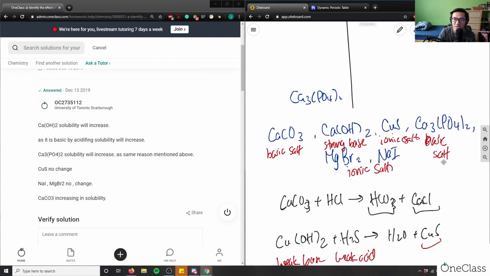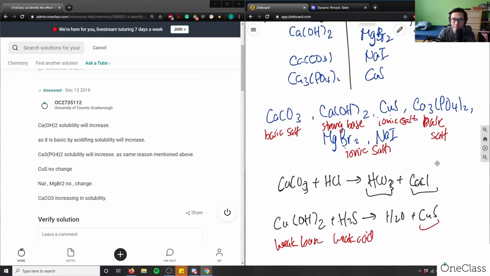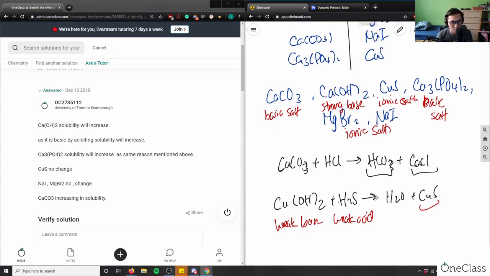So that was my fault. I didn't check the Kb's. So this here does not belong here. It belongs to the ionic salt. So no change in solubility. So this is CuS, because I assumed copper hydroxide, because of the hydroxide ion, is a strong base, but in reality it's a weak base. Maybe probably because copper is a multivalent compound. It has a +1 or a +2 charge. So that's probably my fault. My bad for that one.